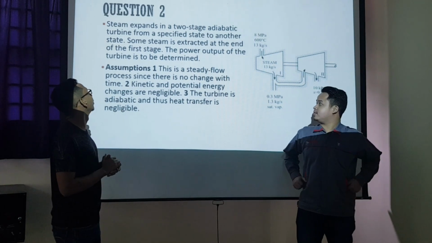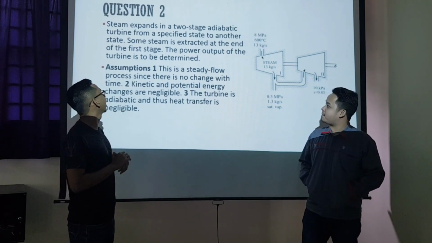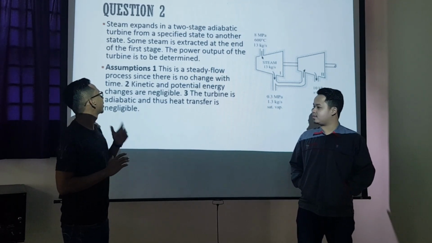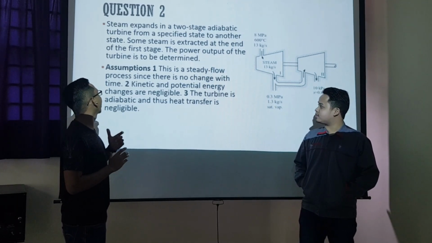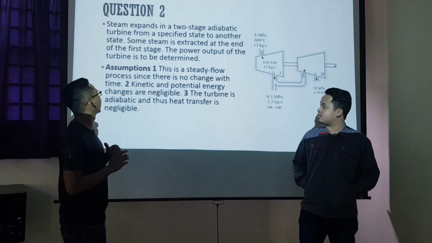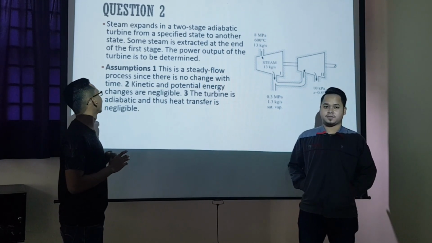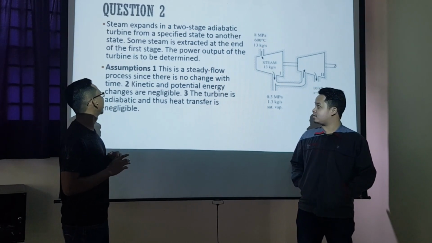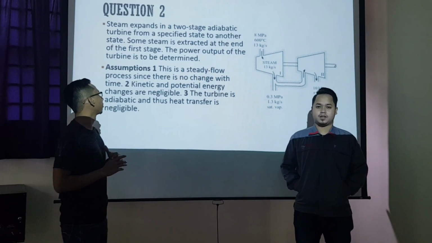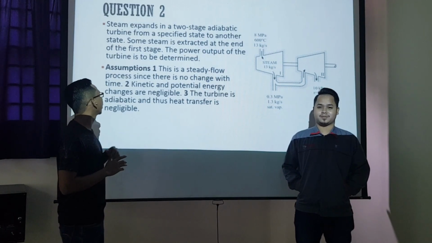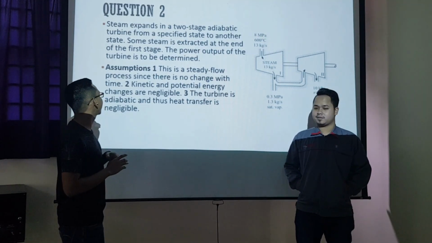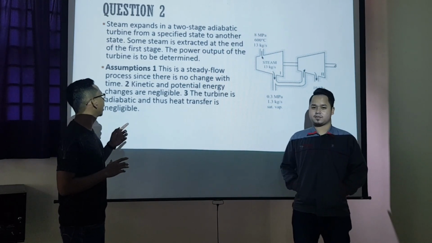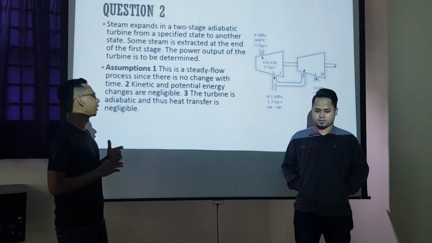For question 2, steam expands in a two-stage adiabatic turbine from a specific state to another state. Some steam is extracted at the end of the first stage. The power output of the turbine is to be determined. For assumption 1, this is a steady flow process since there is no change with time. For assumption 2, kinetic and potential energy changes are negligible. For assumption 3, the turbine is adiabatic and the heat transfer is negligible.